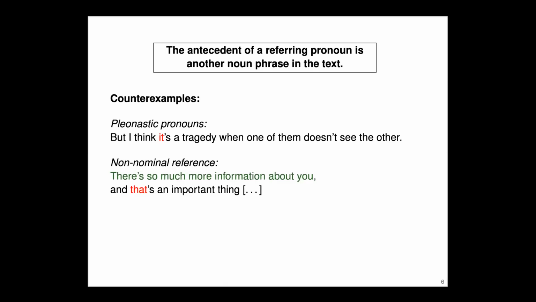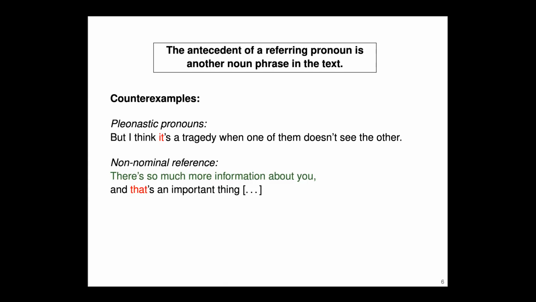A trivial counterexample for this is that of pleonastic pronouns, as in, it's a tragedy where one of them doesn't see the other, or an even more typical example of a pleonastic pronoun in the sentence, it rains, the word it. These pronouns also occur relatively frequently; they fill an empty subject slot in a sentence, but they don't really refer to anything at all. So it's no use looking for a noun phrase that this might refer to.